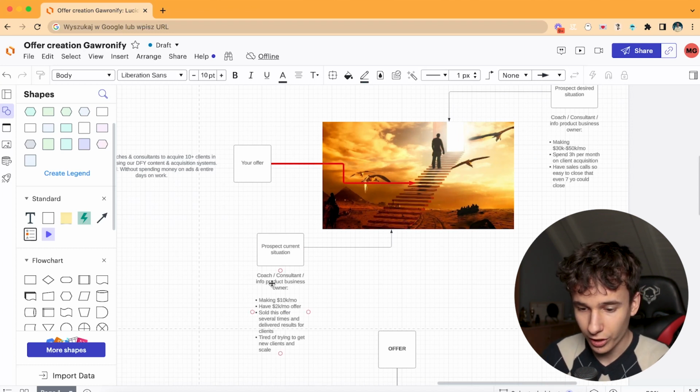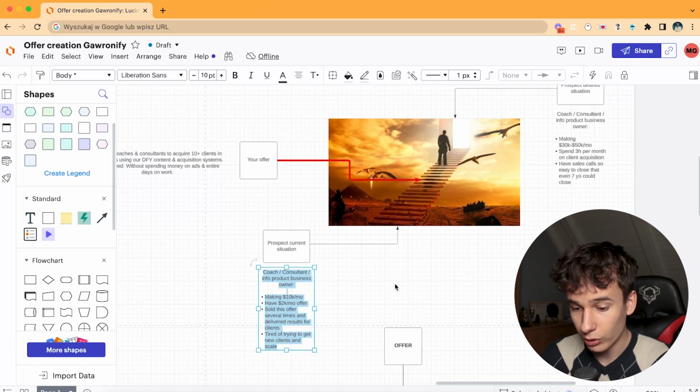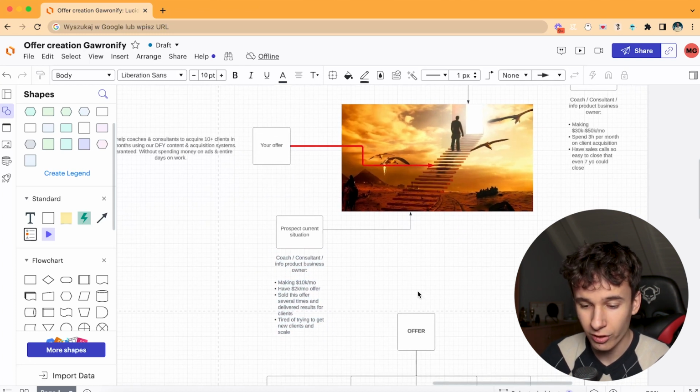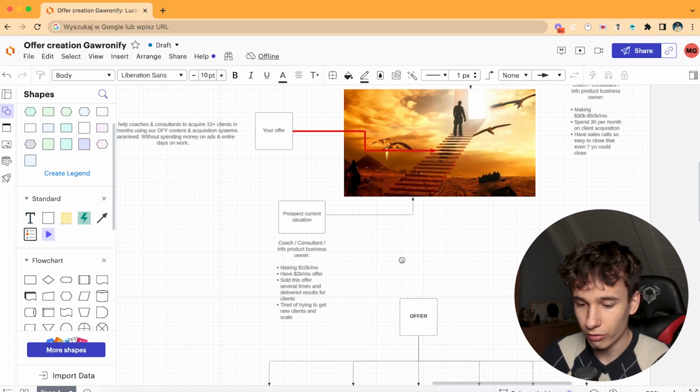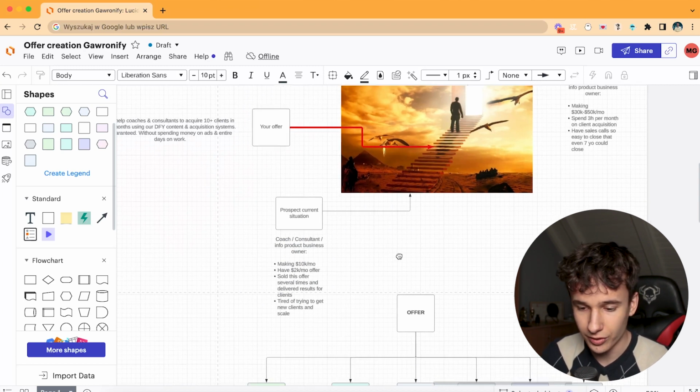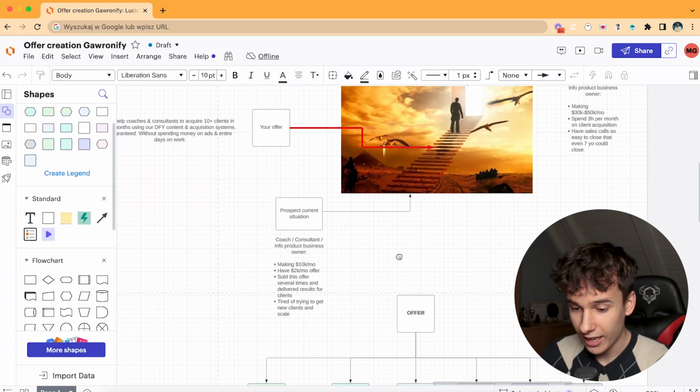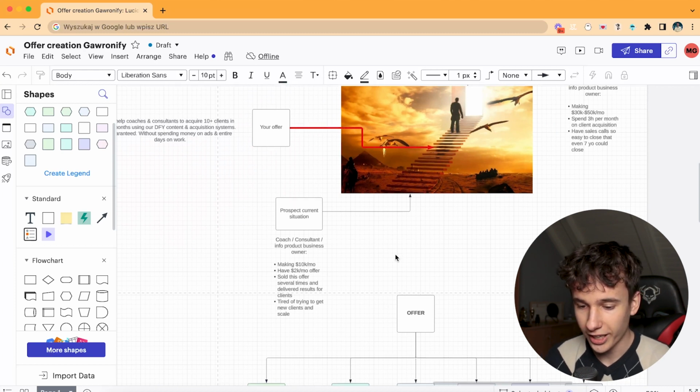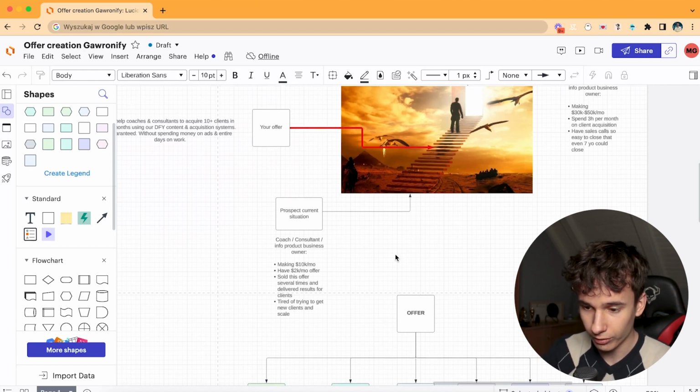The prospect's current situation is a coach, consultant or info product business owner who is making around 10k per month, has a high ticket offer around 2k per month, has sold their offer several times and has delivered results for the clients, and is tired of trying to get new clients and scale.